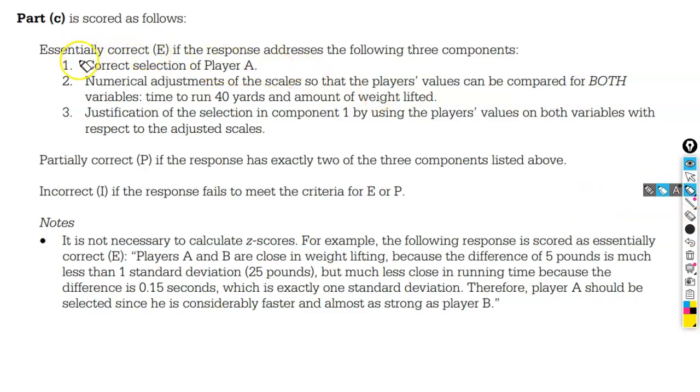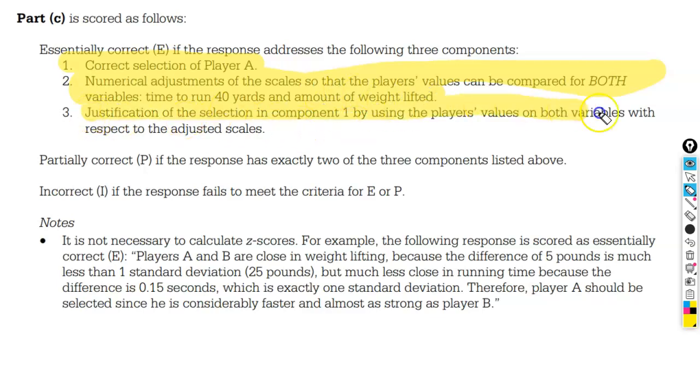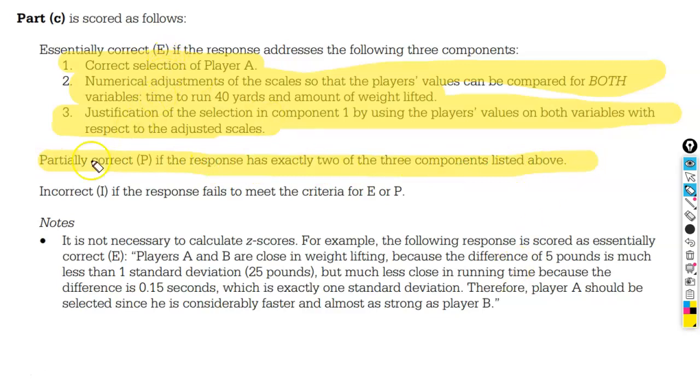All right, so to get an E, you had to select player A. You had to compare both the 40-yard dash and weight lifted and adjust the score somehow using standard deviation and z-scores. And then you had to justify by saying that if you looked at the adjusted scores, player A was better because they were close in strength, but much better in speed. Now, if you get 2 of the 3, you get a P, and if you get less than 2, you get an I. So if you only had one of them, you get an I, no credit.